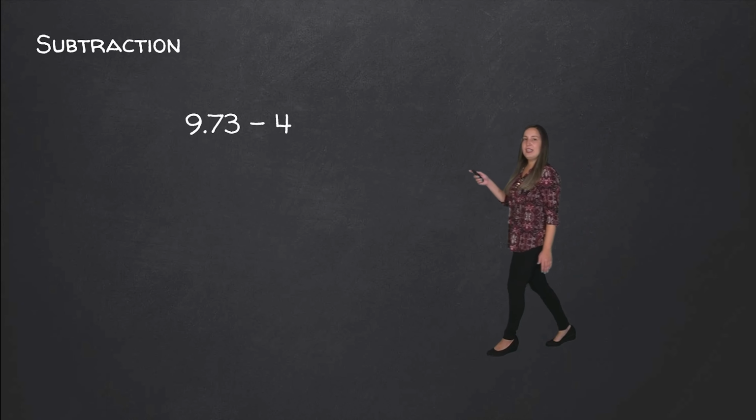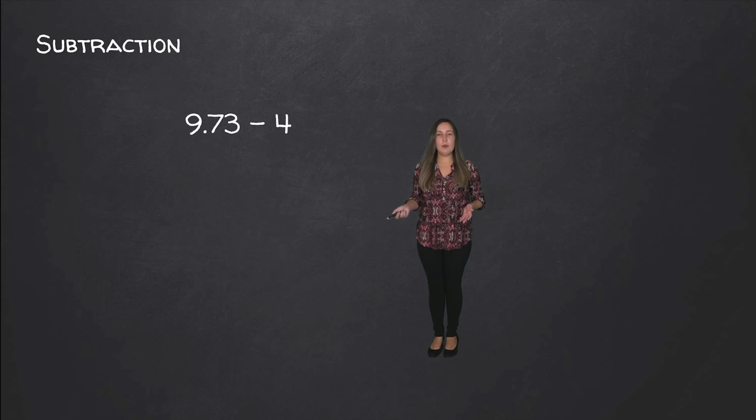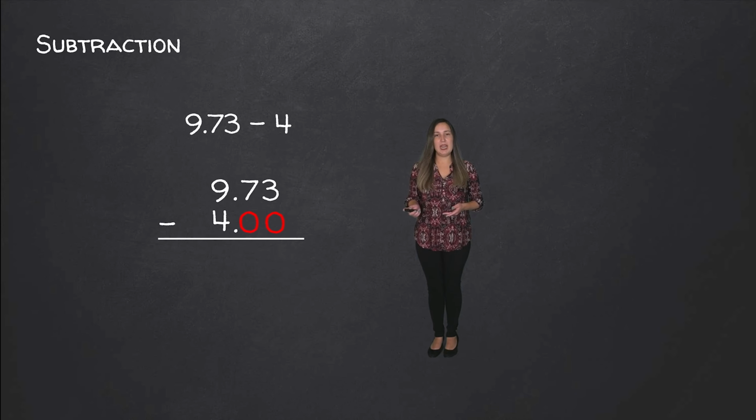So here we have 9 and 73 hundredths minus 4. Now 4 is a whole number, so the decimal point in 4 would be after the 4. And so we line up 9 and 73 hundredths with 4 by lining up the ones place, so the 9 and the 4. We add a decimal after the 4, and we could add zeros there as placeholders to make it easier to subtract. So 3 minus 0 is equal to 3.